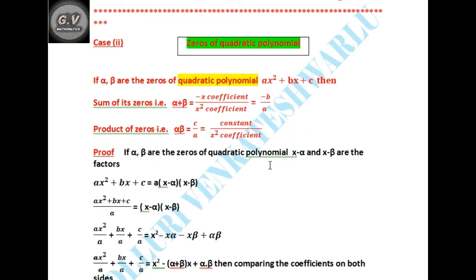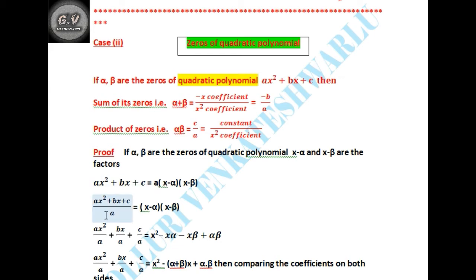So this quadratic polynomial ax square plus bx plus c is written, resolving into factors, as a into the product of linear factors, x minus alpha into x minus beta. This quadratic polynomial is written as a into x minus alpha into x minus beta. Here the multiplicative inverse of a is 1 by a.